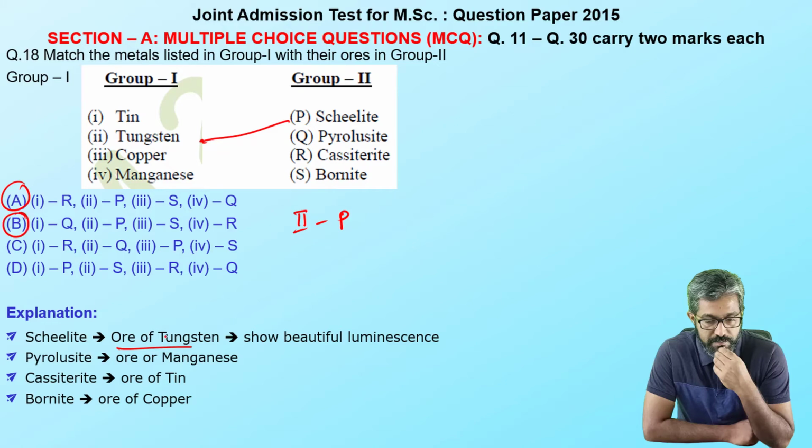A and B, and you know this pyrolusite is related to your manganese, so I have 4 as a Q. So where is Q in this? So my answer is option A is correct. If I don't know about the copper and manganese, I can go with this one. But still, let us see what copper is related to.